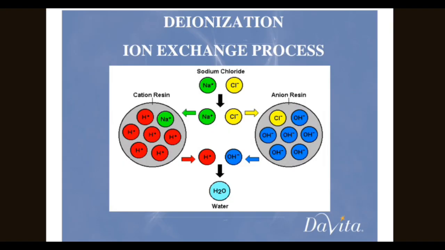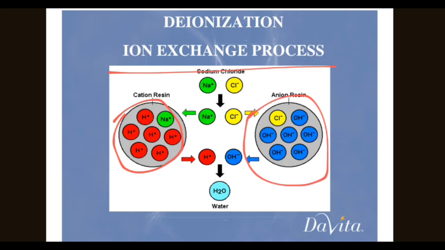Here the deionizer works by the ion exchange process. So here are the cations and here are the anions. The positively charged ions are put in that place and a hydrogen ion is put into the water, and in the same process an anion is put into that anion resin and an OH is put into our water. Those mix and make pure water.